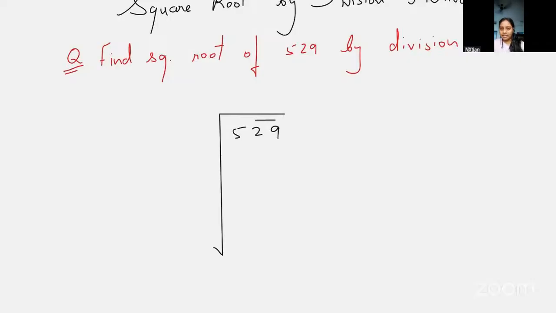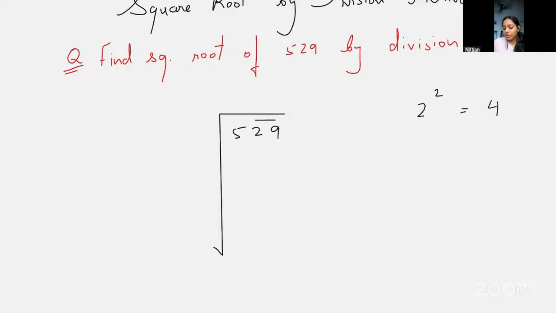Step 1: make pairs from the right side. Two-digit pairs from the right side, and put a bar on top of them. In step 2, I will start from the left-hand side only, that is from 5. Now I will look for such a number.